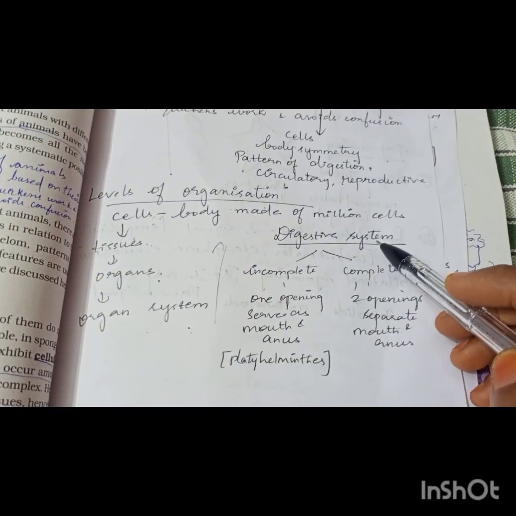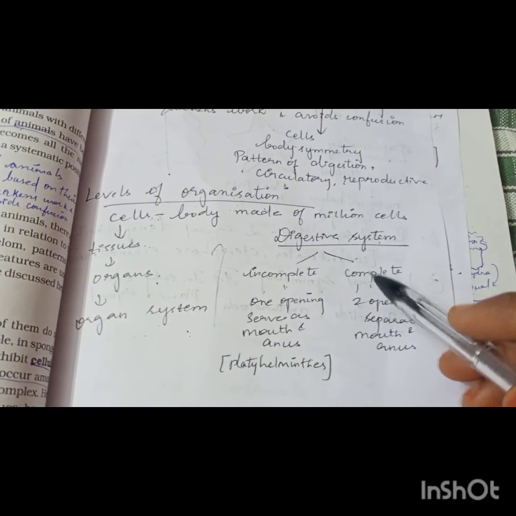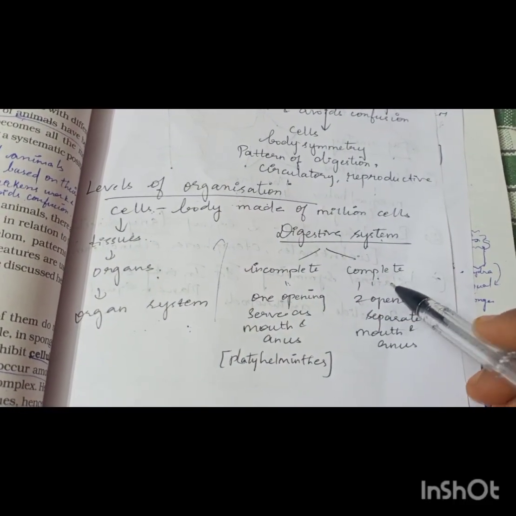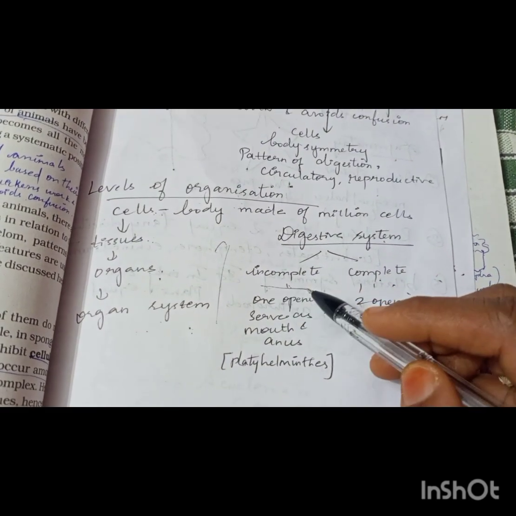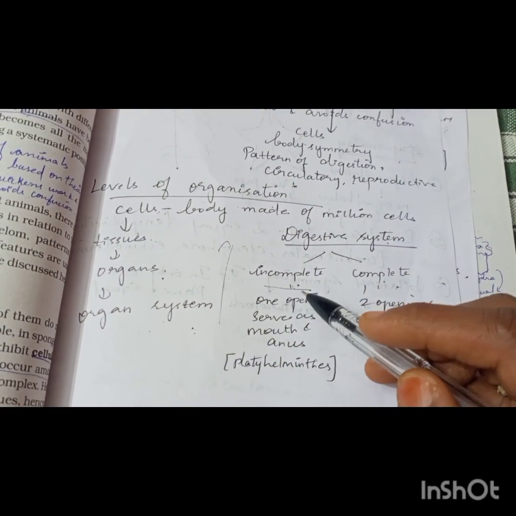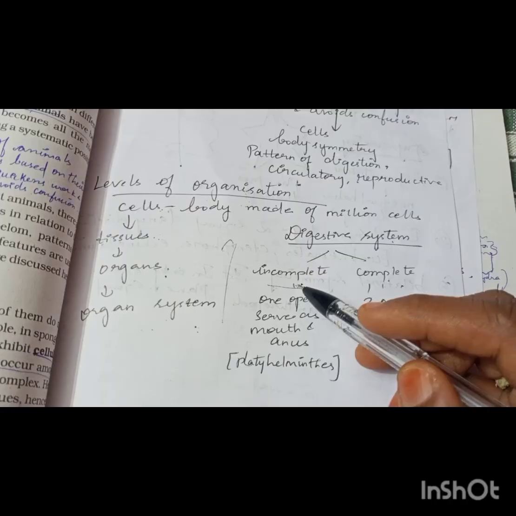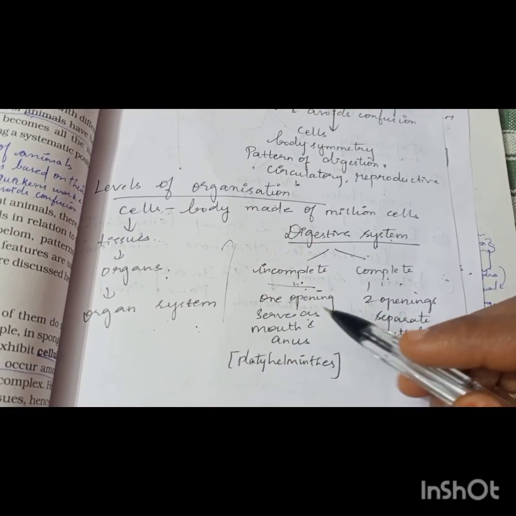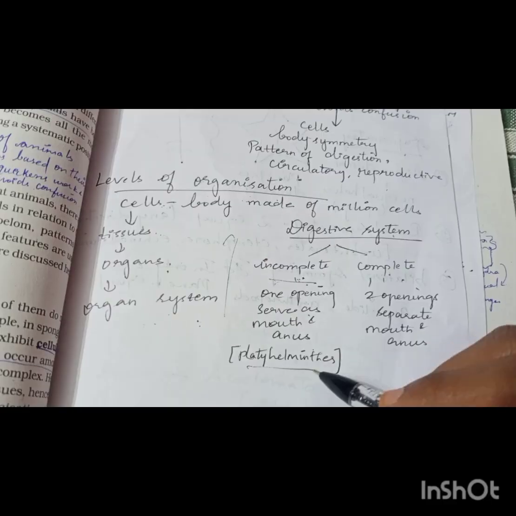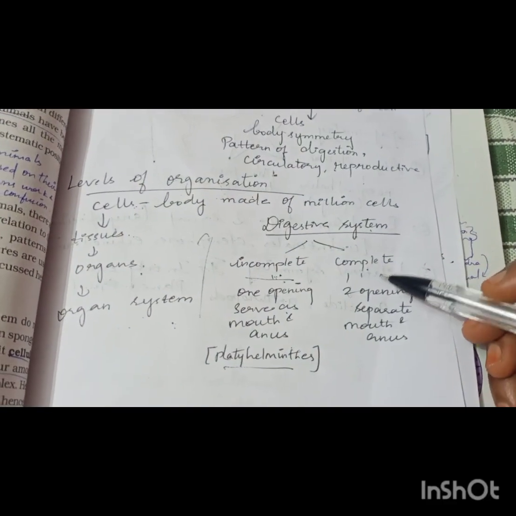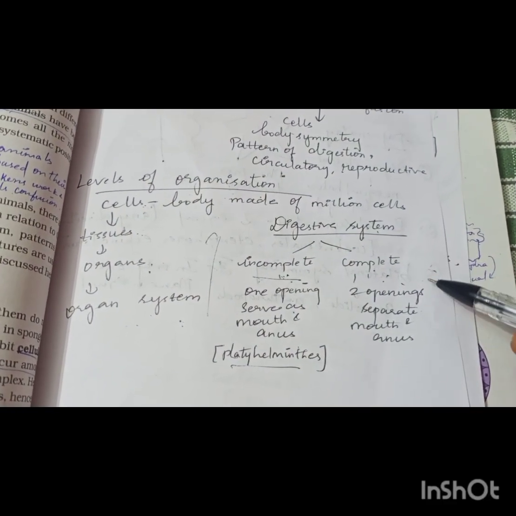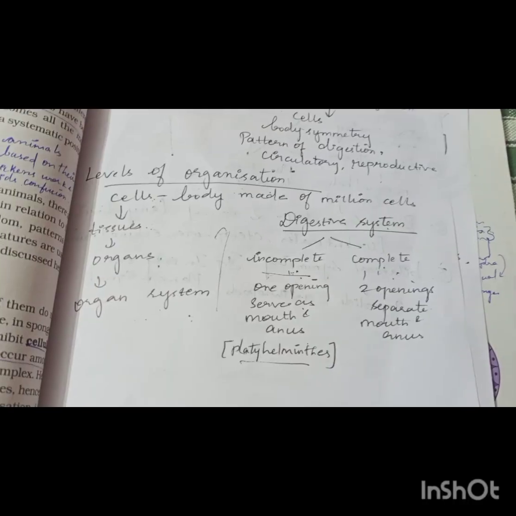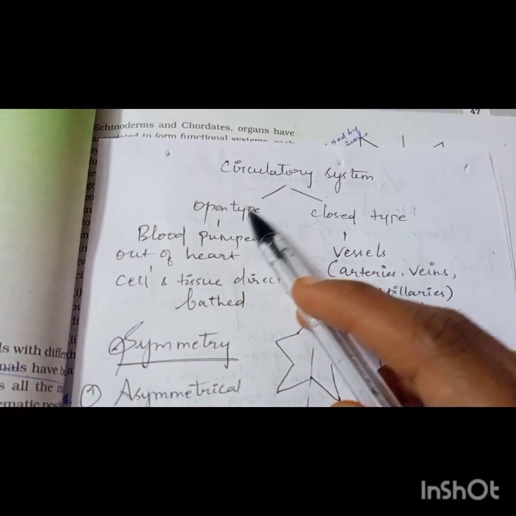So in a digestive system, there are two types. One is incomplete, another is complete. In the case of incomplete digestive system, which is found in primitive organisms, that is first formed organisms, there will be only one opening in the body that serves both as mouth and the anus. For example, in platyhelminthes. In complete digestive system, there will be two separate openings, one for mouth and another for anus. The circulatory system is also of two types.